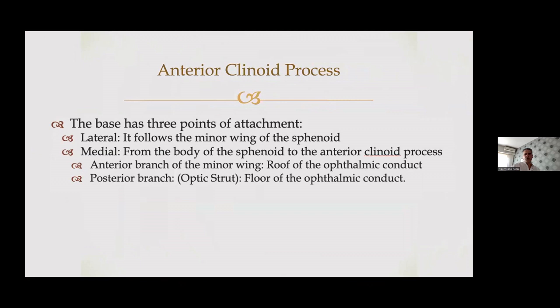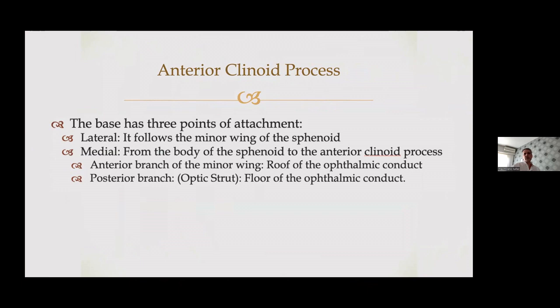Anterior clinoid process, the base of this process has 3 points of attach. Lateral is followed the minor wing of the sphenoid bone, the medial aspect from the body of the sphenoid to the anterior clinoid process. The anterior attach is the branch of the minor wing, the roof of the ophthalmic conduct, and the posterior branch is the optic strut.